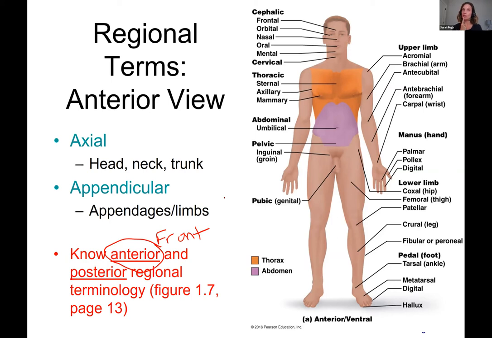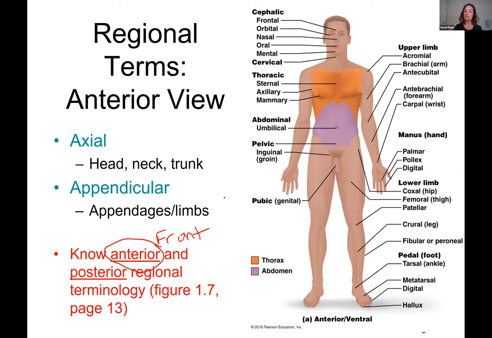So mental, okay? It is important that you know these, but I'm not going to sit here and walk you through every single one of these terms. You can read and see where these are, but it is important that you know all of them. All of these regional terms are going to come in handy, especially when we get into bones and bone markings, because you're going to see a lot of these terms reappear when we get to bones and bone markings. So make sure that you know all these terms.